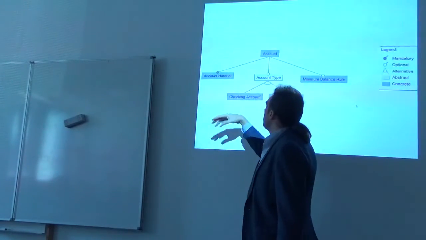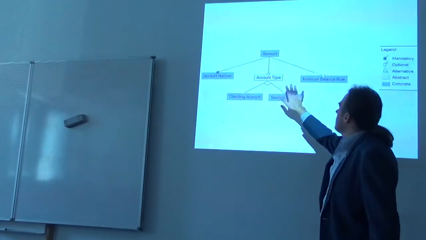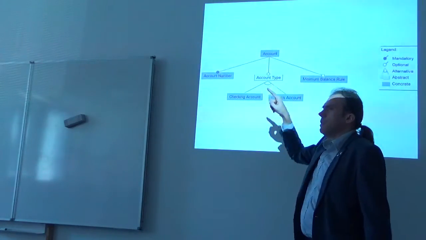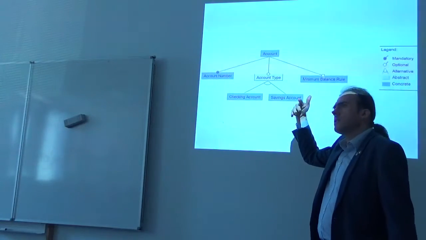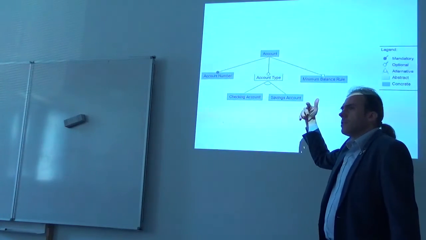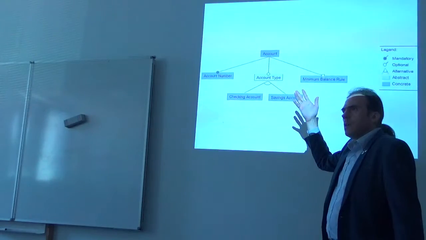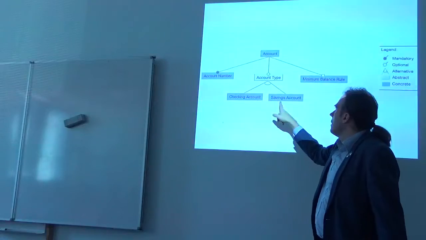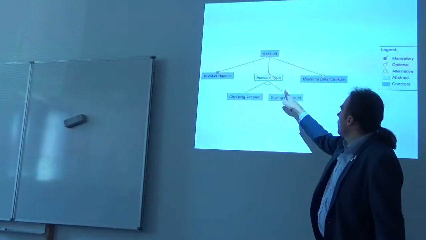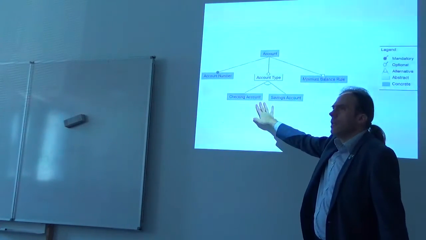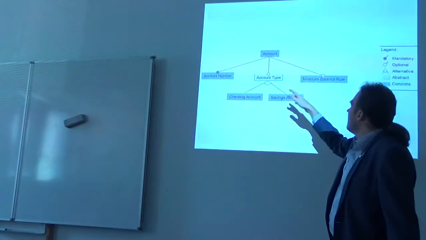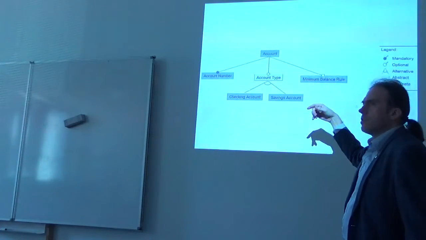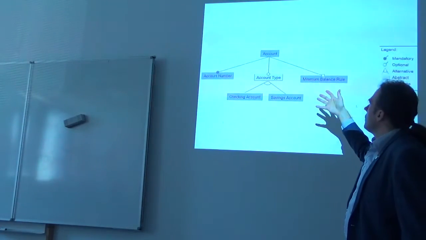Certainly it has some account number, it has this account type, but it might not have an account type. You may imagine a very simple banking system where there is just one type of account, so there is no account type. If it has one, it can be a checking account or a savings account. You can imagine this to be open, but for now we consider these two. So these are alternatives.